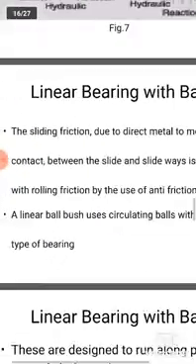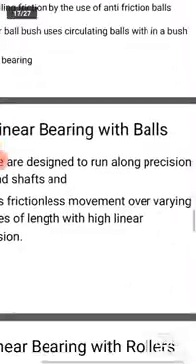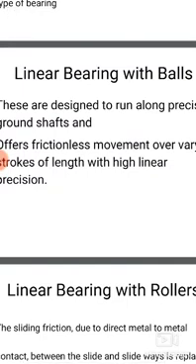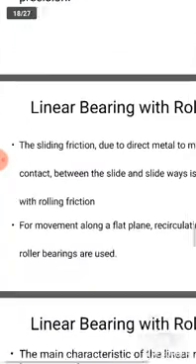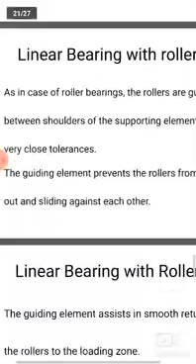Linear bearing, we have seen linear bearing. So linear bearing means moving the slideways. All the main characteristics of the linear roller bearing. Also, a lubricant roller bearing is used considering a large number of ball bearings. In case of roller bearing, the rollers are guided between the shoulder and supporting elements. Okay, this is one type of linear bearing and linear roller.